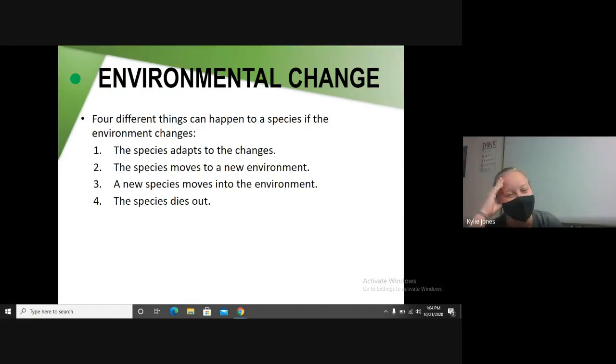Okay. Anyway, number one, the species will adapt. They will figure out how to survive with the new changes to the environment. Number two, the species is going to move out of the environment because they can't figure out how to survive there anymore. Number three, a species is going to move into the environment because they might be able to thrive and do better in the new changes of the environment. Or number four, the species that wasn't able to adapt will die out. Okay? So I'm going to give you guys a minute to type those out.